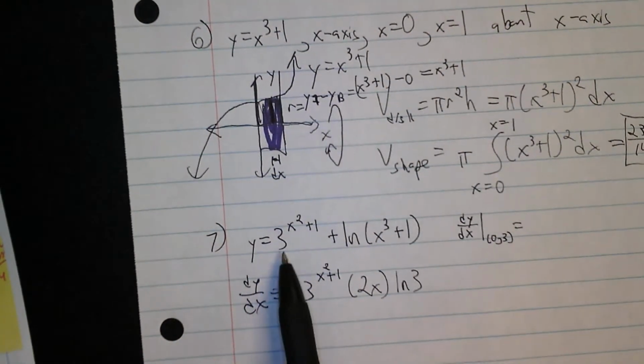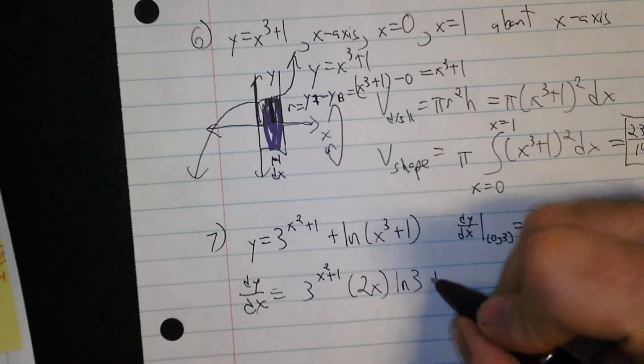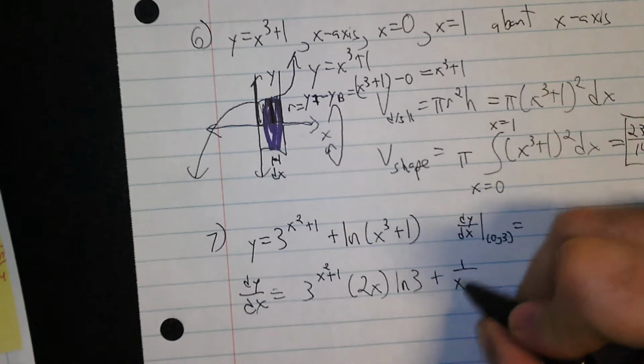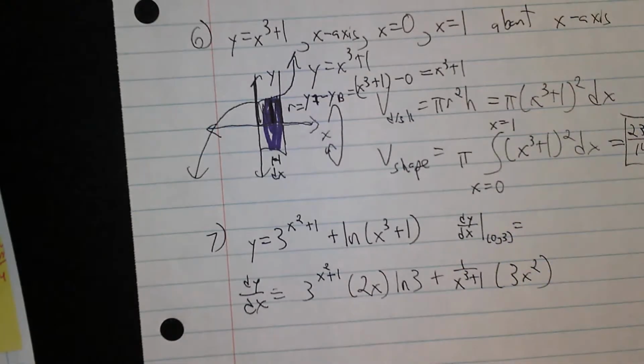So we're taking the derivative of the outer, the derivative of 3 to the x, right? It's 3 to the x, natural log of 3. You got to take that into consideration. And this is just chain rule, right? 1 over x cubed plus 1 times 3x squared. Good.